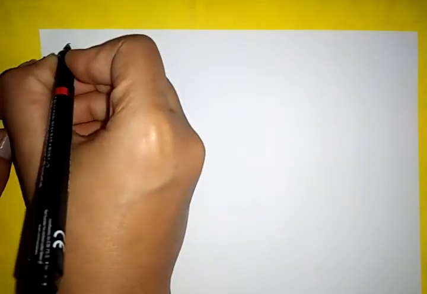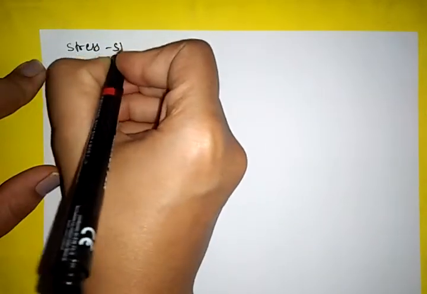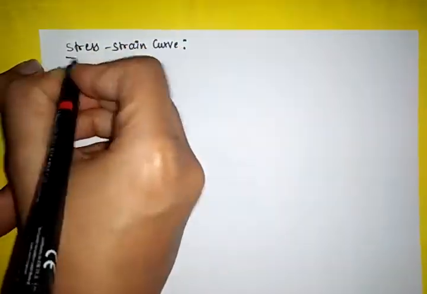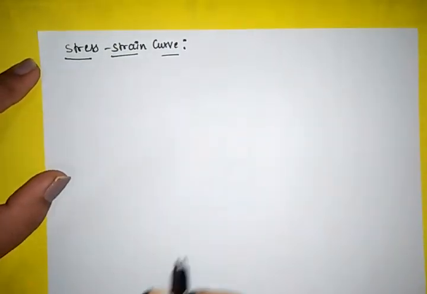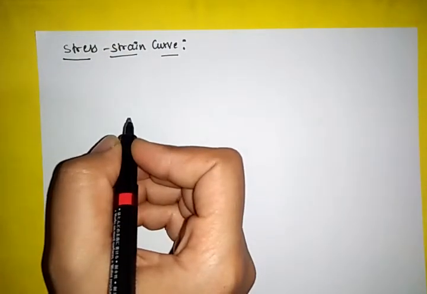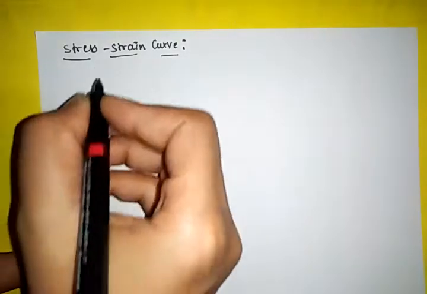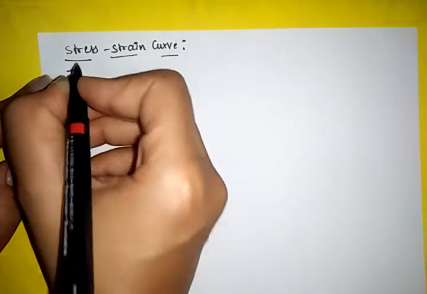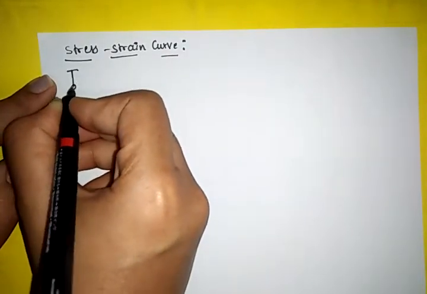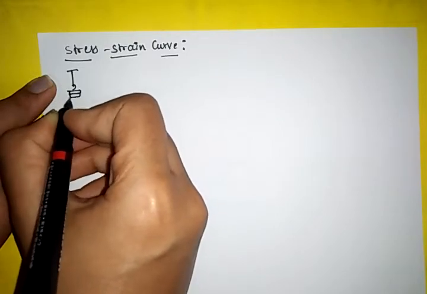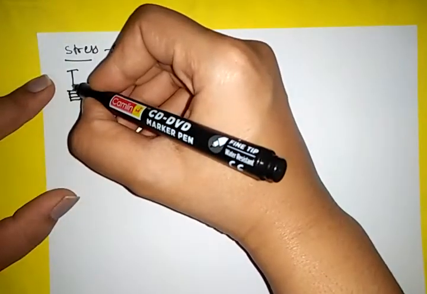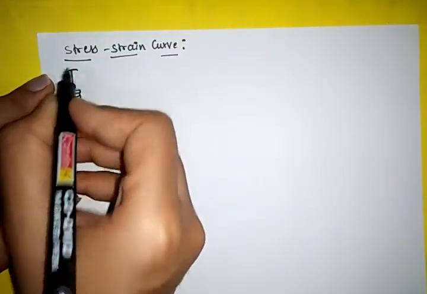In this class, we are going to discuss the concept of the stress strain curve. Before going to the concept, let us consider a bar or a wire. It is rigidly fixed at one end, and at the other end a weight is anchored. The stress and the strain are applied over the uniform cross-sectional wire.